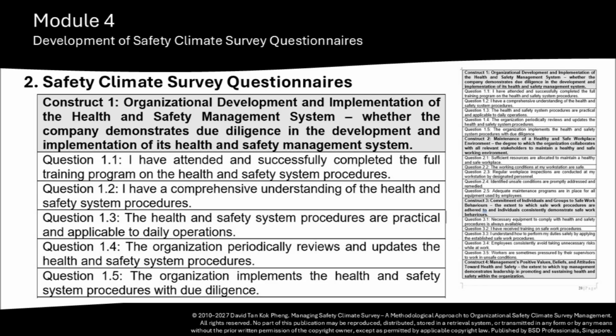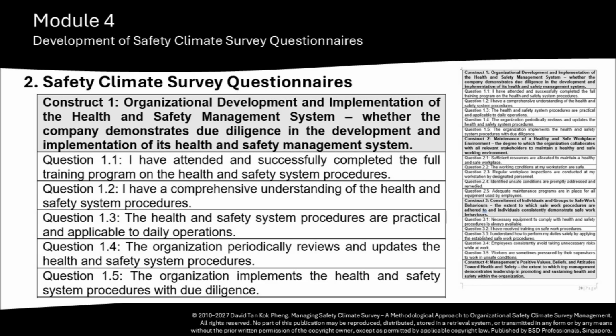This slide presents Construct 1, which focuses on the organization's development and implementation of the health and safety management system. The purpose of this construct is to assess whether the company demonstrates due diligence in establishing, maintaining, and implementing an effective health and safety management system. Question 1.1 examines whether employees have attended and successfully completed the full training program related to health and safety procedures. This helps determine if employees have received the necessary training.